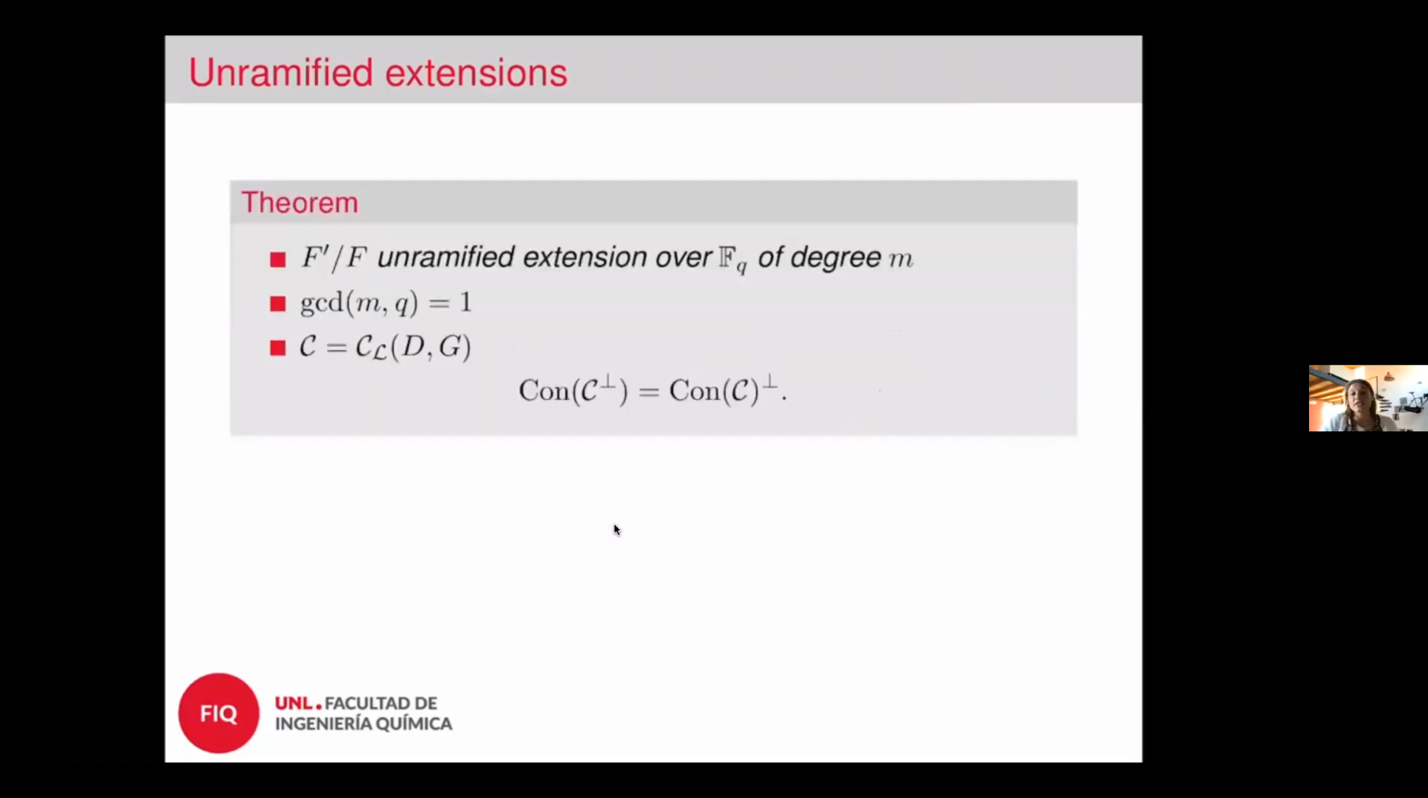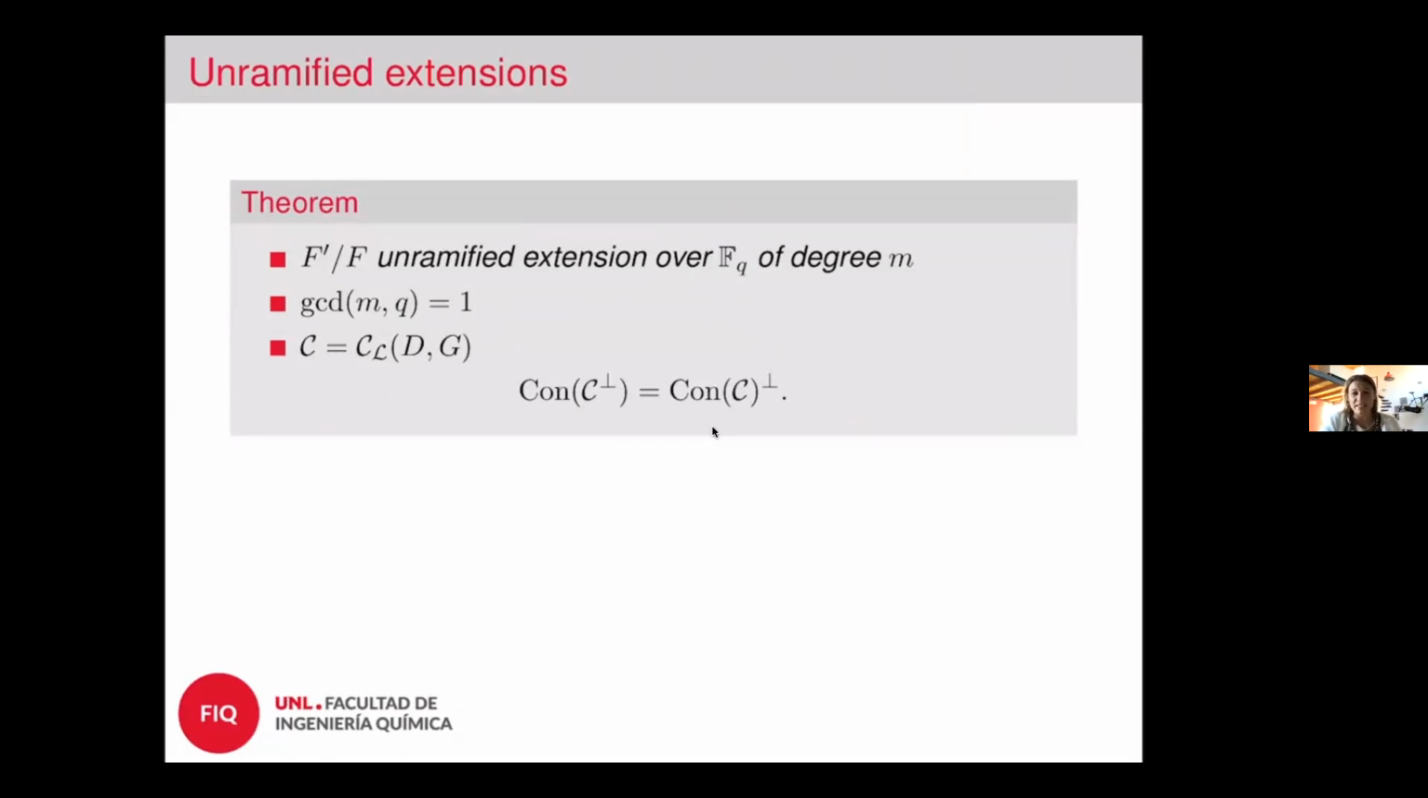And an interesting feature of unramified extensions is that if we are considering extensions over the same function field, over the same finite field Fq, and we also have that the degree of that extension is coprime with q, then the conorm code of the dual code is exactly the same as the dual of the conorm code.